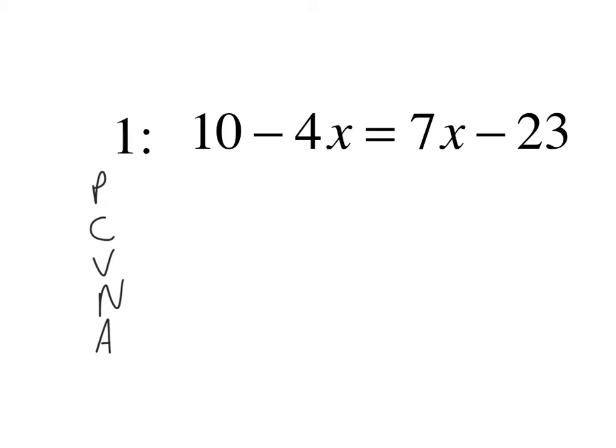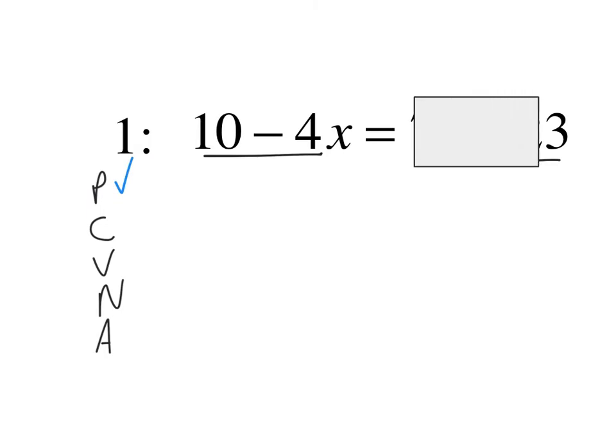So the first thing I'm going to do is ask myself, do I have any parentheses in this expression? No, I don't have any parentheses. So what I do is I put a little check next to it to say I'm done with that step. Step 2, I'm actually going to do something a little different. I'm going to cover up my right-hand side with this box. And I'm going to ask you, can I combine a 10 and a negative 4x? No, I can't combine a 10 and a negative 4x, so I simply just rewrite my 10 minus my 4x.